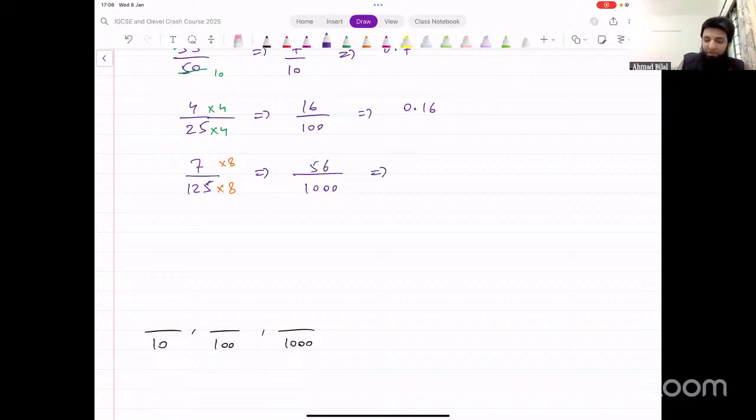How many decimals do you need? You've got 3 zeros, so you want 3 decimals, 1, 2, and then another 1. So you need to add a 0 there. So it becomes 0.056. That's the result that we're going to get from this, 0.056. That's the final answer that we have. Okay. Does that make sense? Any questions on this? Any problems?